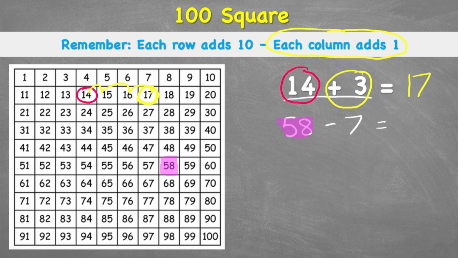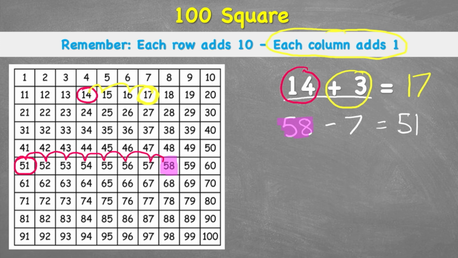And then we're subtracting 7, which means instead of coming up our 100 square, we're going to be going down the 100 square. We're going to go 1, 2, 3, 4, 5, 6, 7. There we are. And we finish on 51. So therefore 58 subtract 7 equals 51.